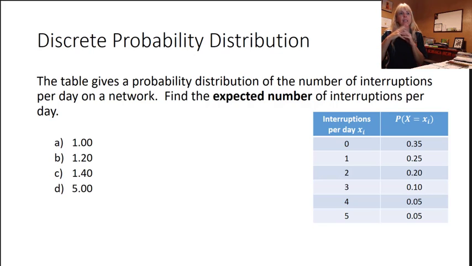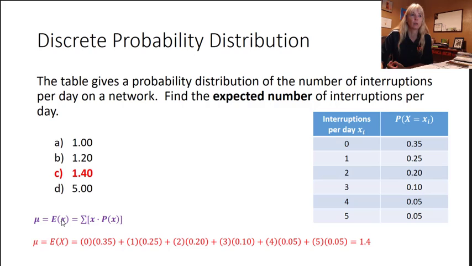All right, find the expected number of interruptions per day. Expected, did we go over that? Yeah. So expected value is the mean. For a discrete probability distribution, you find the mean by taking each x value times its probability, each x value times its probability, and then you add them all up. So that is the expected number of interruptions per day. Like, how many times do we expect Ricky in class to interrupt me? Ha ha, hey, gotcha.